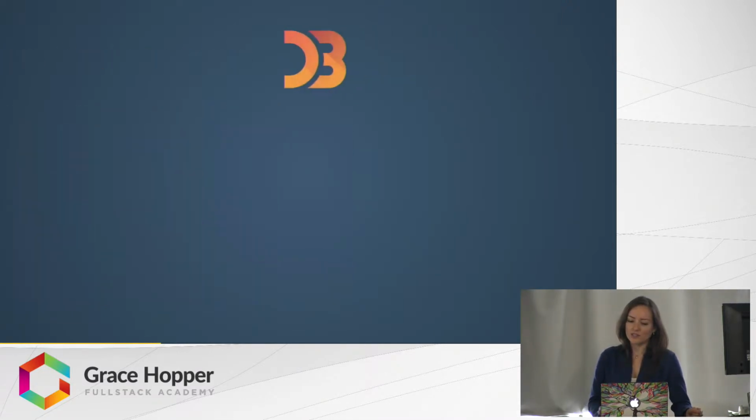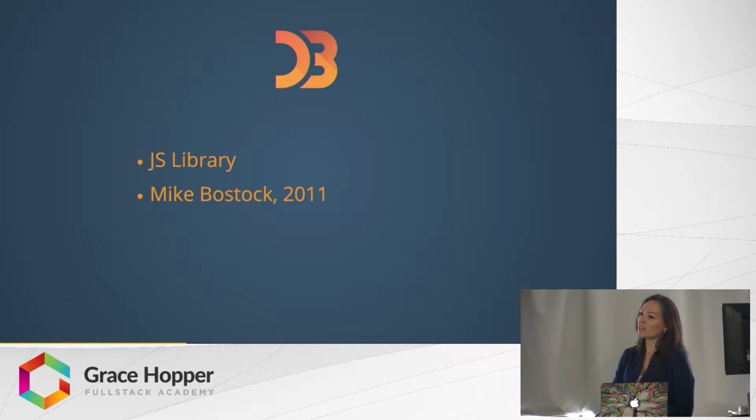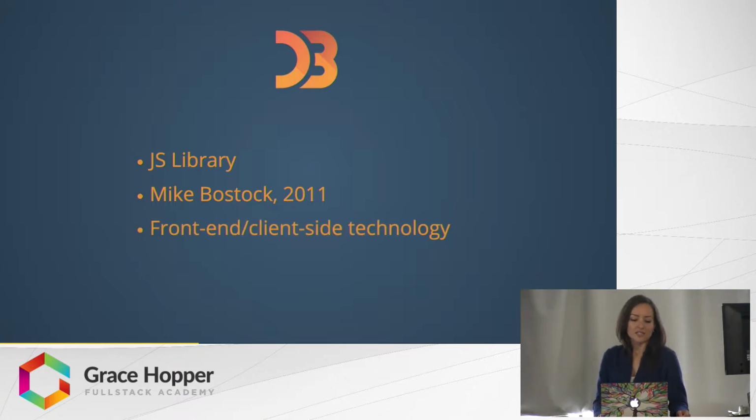Let's talk about D3. D3 is a JavaScript library. It was released in 2011 by Mike Bostock and his colleagues. Mike Bostock was working until 2015 at the New York Times, and all the visualizations on the website of the New York Times are actually his team's work. Also, D3 is a front-end client-side technology.